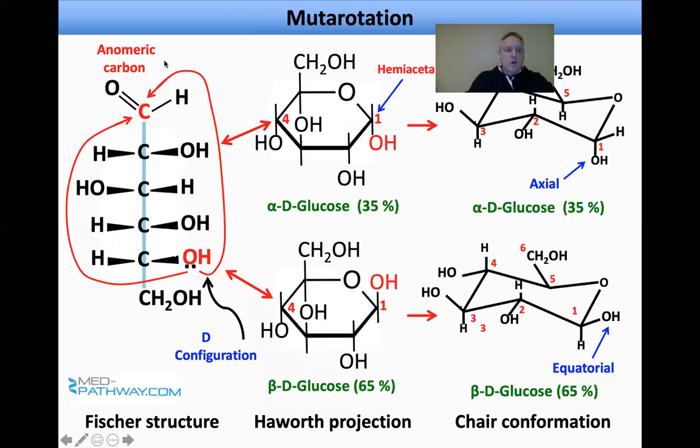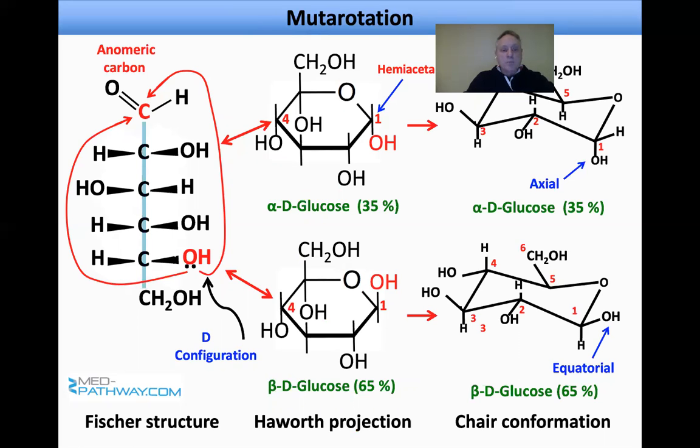So let me take a look over here on the left. So here is the Fischer projection of glucose. By convention, the most oxidized carbon is at the top. And in red is the OH group, and this represents the D configuration. If the OH was on the left, it would be the L configuration. So we have some stereochemical principles to keep in mind here.